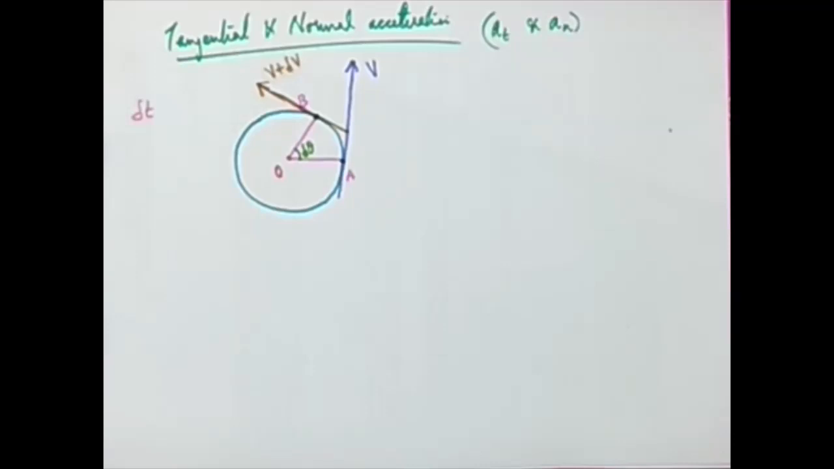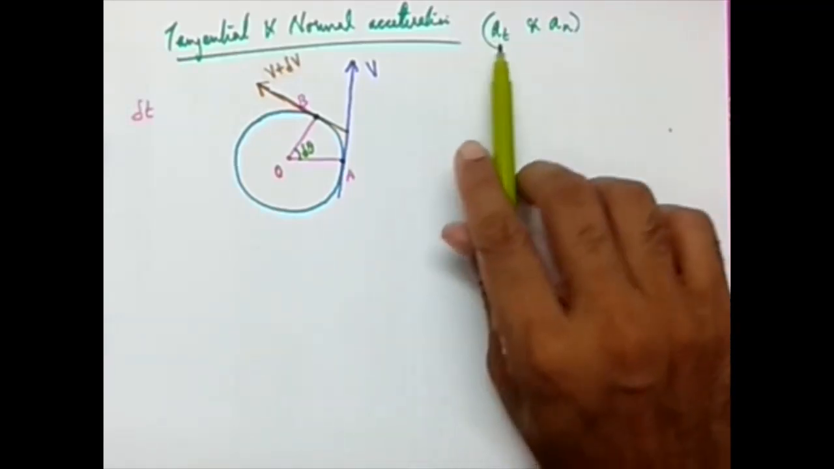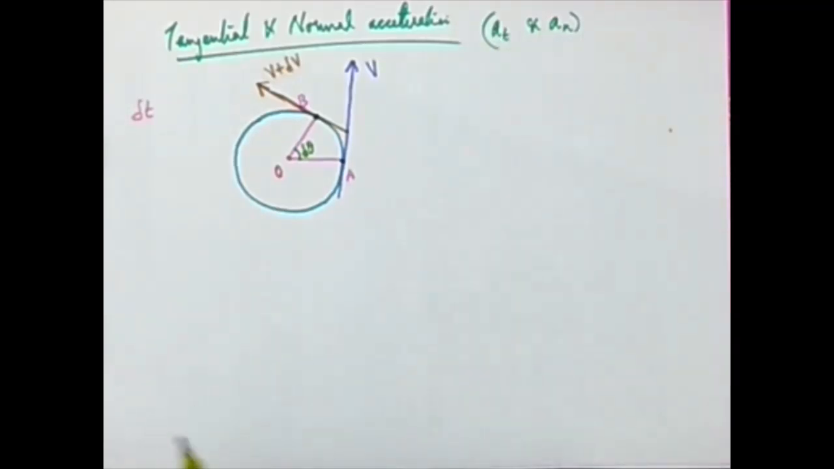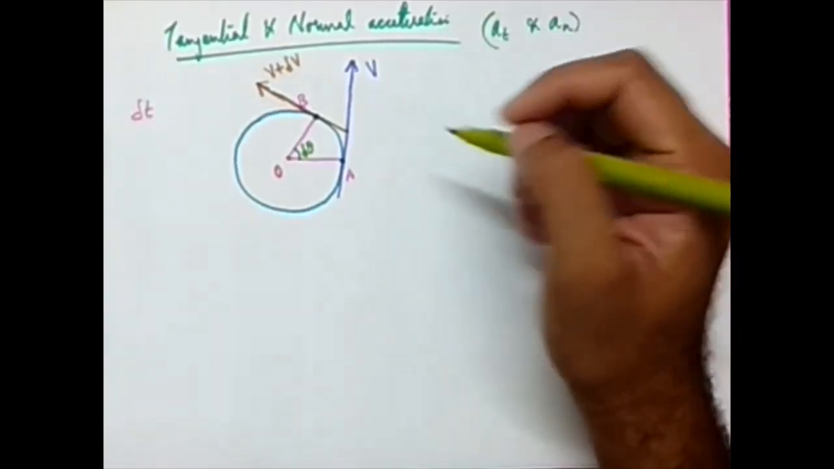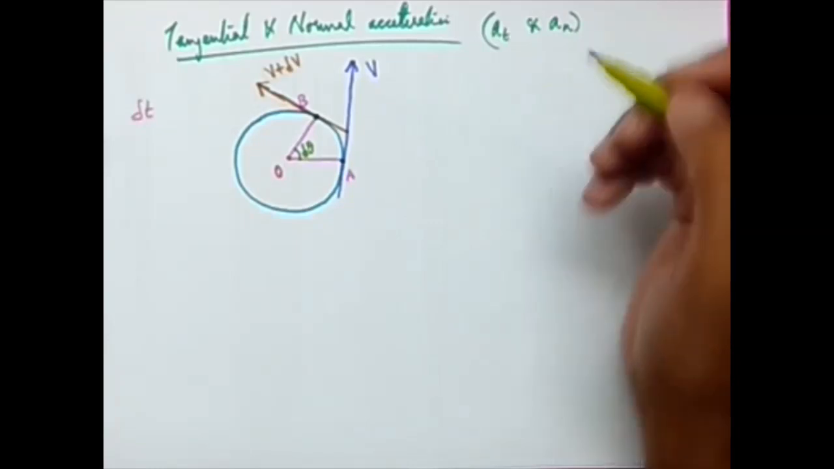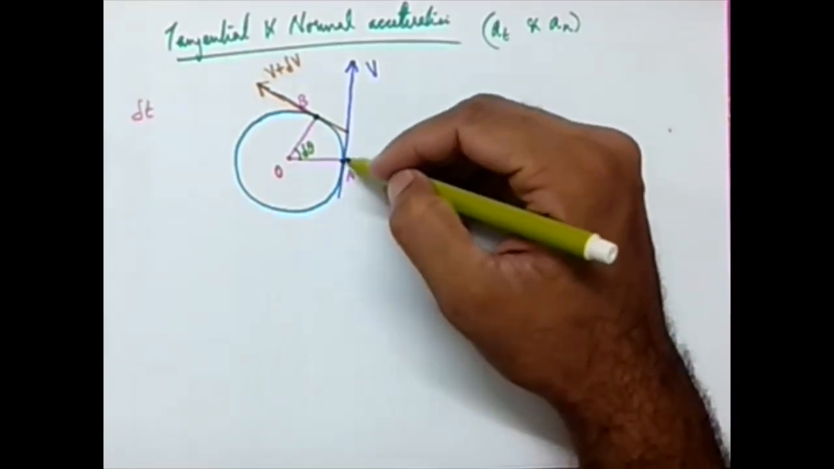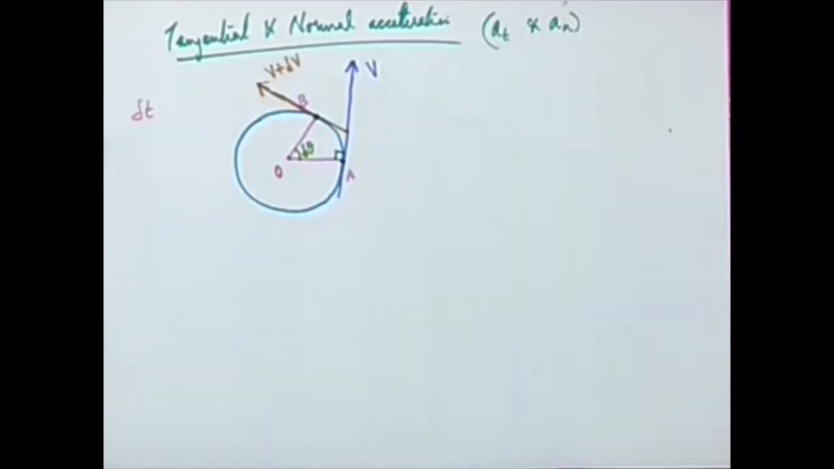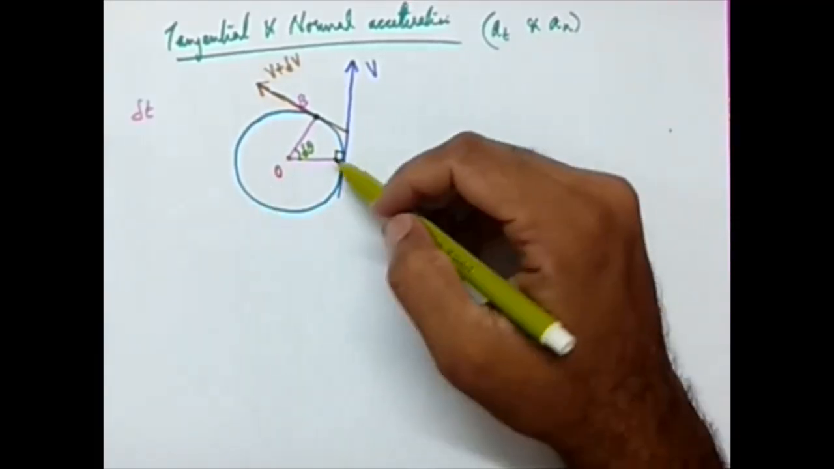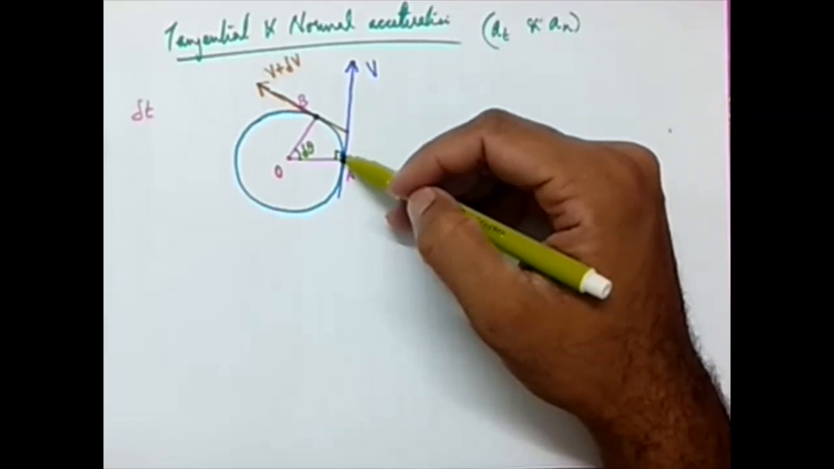Now my job is to calculate the acceleration along the tangent and the acceleration along the normal. The two components I need to calculate. To do that, I need some angles. This is the tangent, which means this will be 90 degrees, right? A tangent to a point makes 90 degrees to the radius.